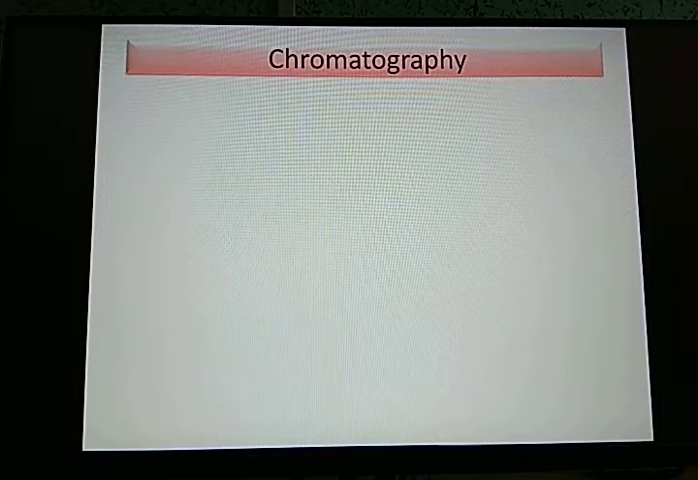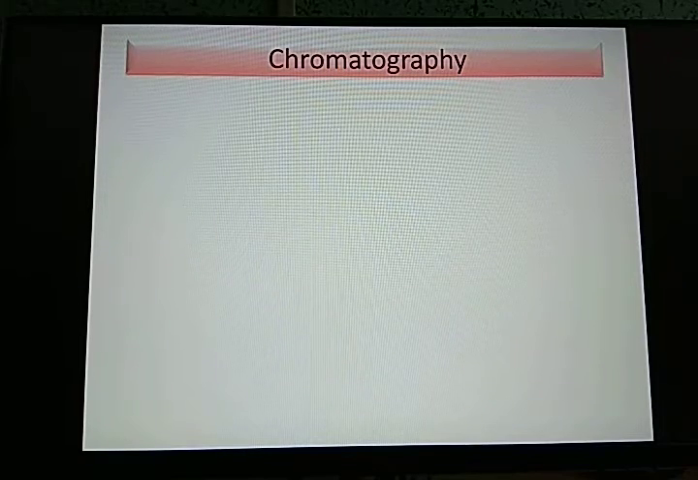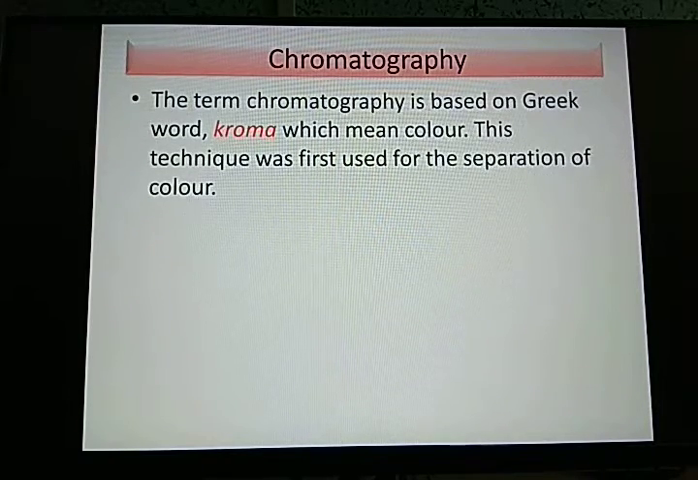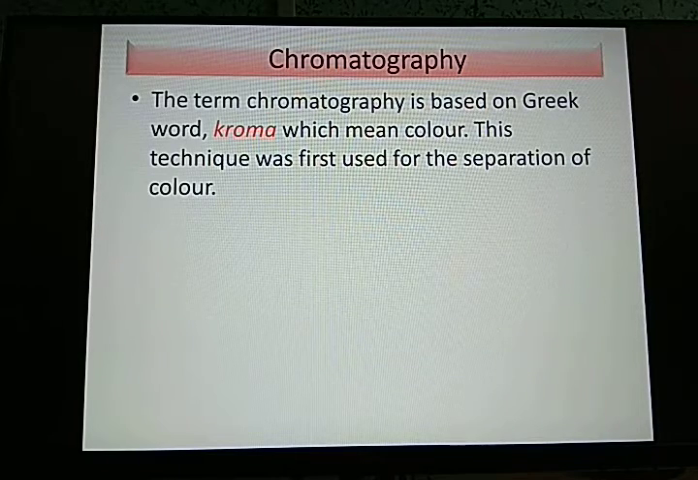The next method is chromatography. Now let us first discuss what this chromatography is before going into the experiment. The term chromatography came from a Greek word, chroma, which means color. So this technique was first used for the separation of colors. So here in this process, we will separate out the different colors. So let us see.